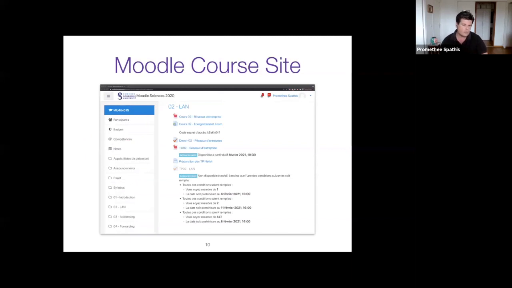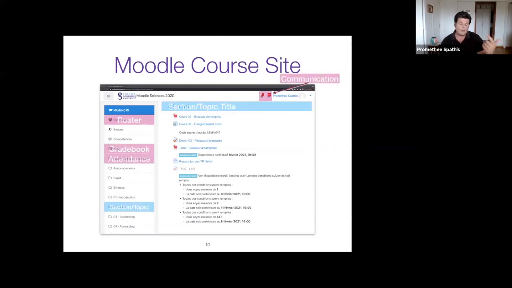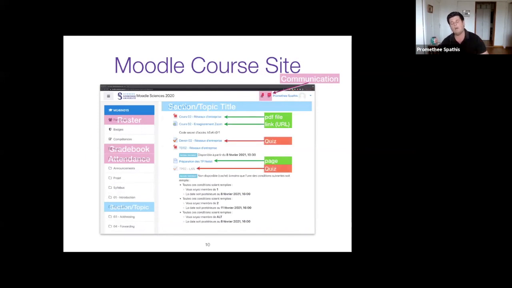Okay, so this is a typical course site. For those who never saw Moodle, it's pretty simple. We have here the list of participants, which is the roster of the class, the gradebook, the attendance. On the right, we can see the communication. This is where you're going to have messages and other kinds of notification. And for each topic, which is in blue, we have the resources, which are either PDF, URLs, or pages.